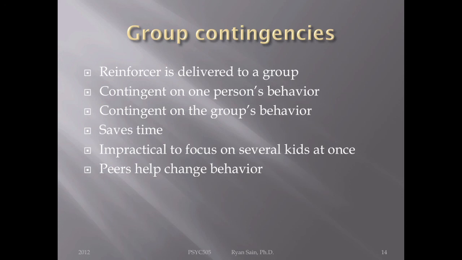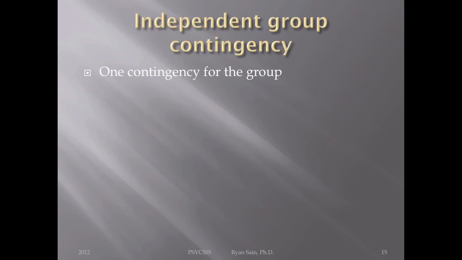So let's break it down into the two types of group contingencies that generally exist. The independent group contingency is one contingency for the group, and reinforcers are delivered to individuals. Everybody has the same rule. This is much like a token economy, right? Everybody has the same rule, and individuals earn rewards. It's the rule that's standardized across everybody. We all want to share properly, and then I'll catch people doing well once in a while.